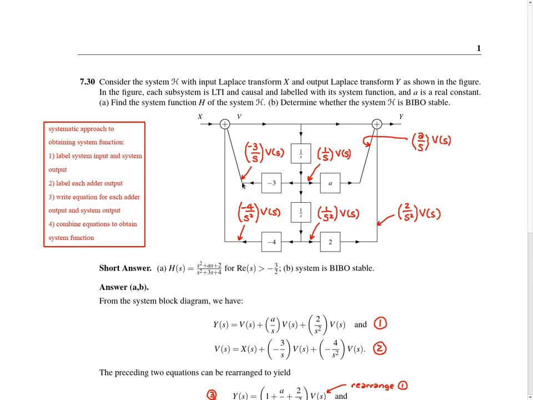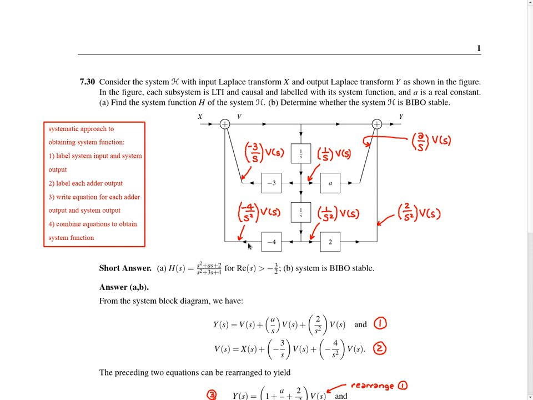Now let's consider this signal. This signal is the output of an LTI system whose system function is minus 3. The input to this system was what we found previously. It's 1 over s times V of s. Therefore, the output of this system, in other words, this signal here, will be the product of 1 over s times V of s and minus 3, which gives us this formula here.